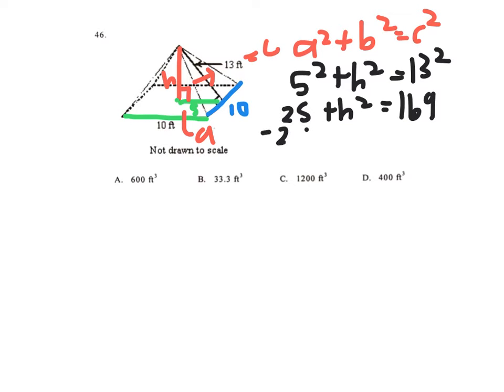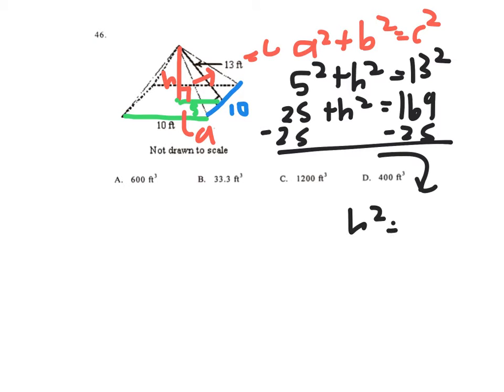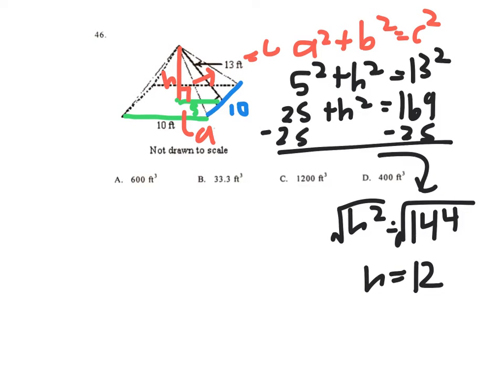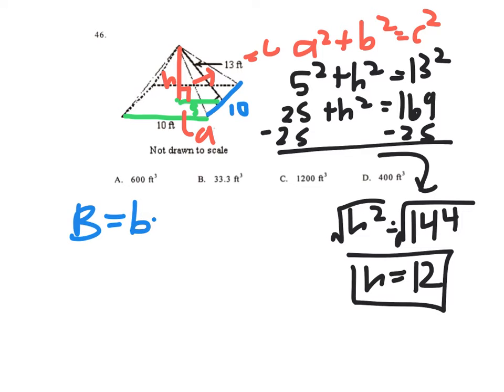We're going to subtract 25 from both sides. When I do that, we get h squared equals 144. And when I take my square root, I find that h equals 12. Now I still need to find the area of the base. Eventually we're going to come back and use this number as our height. Again, we have a square, so my area formula is just going to be base times height. In our case, it's going to be 10 times 10, which equals 100.